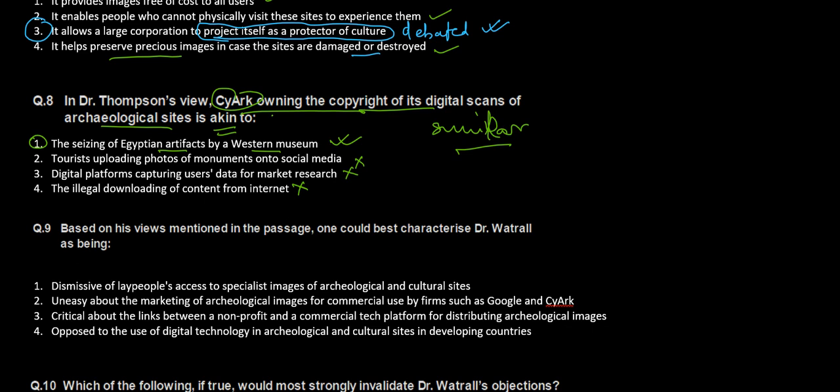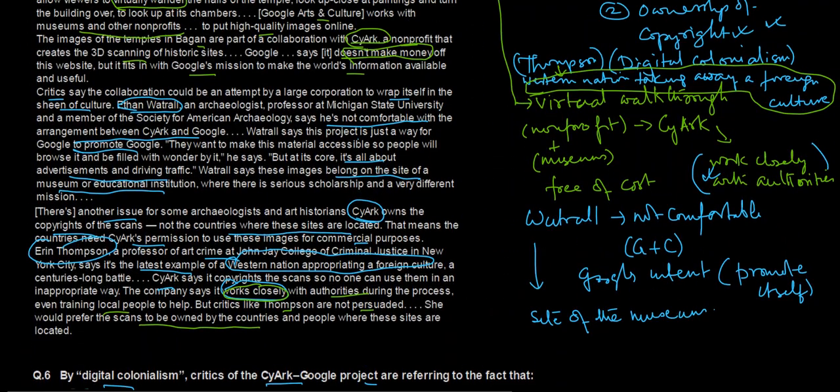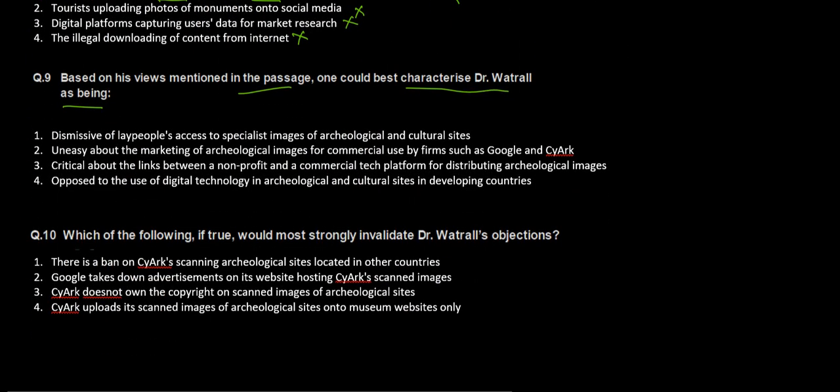We move to question number 9. Based on his views mentioned in the passage, one could best characterize Dr. Wottrell as being... So basically, Dr. Wottrell was not comfortable with the arrangement between Google and SIAC. So we noted that down. Not comfortable with the arrangement between Google and SIAC. So let's see what are the options.